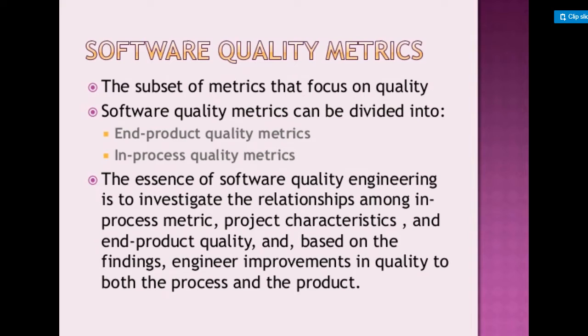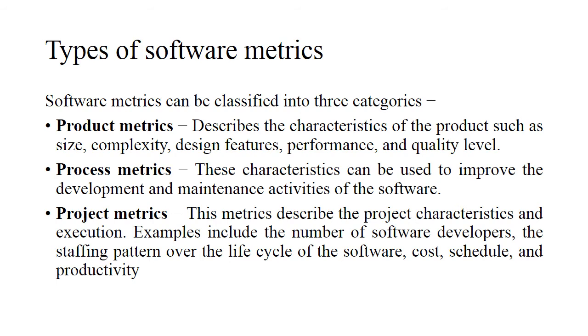The end product is what? The final product delivery. And in process quality metrics or measurement is what? When we are developing the software, we will have some process, and that process will have some quality method. That is in process quality measurement or metrics. So we have three types of software metrics: product metrics, process metrics, and project metrics.